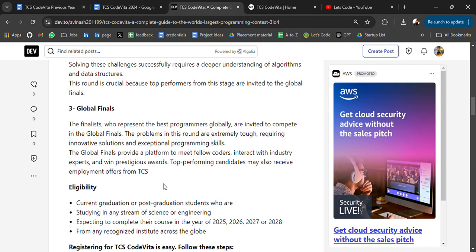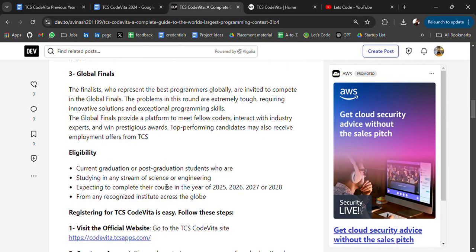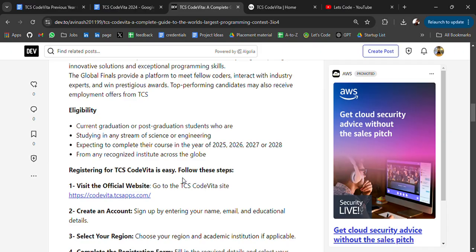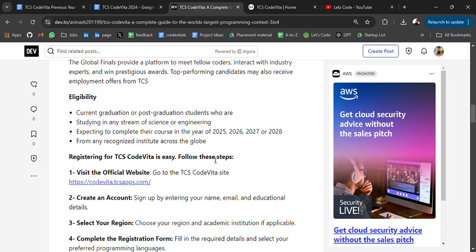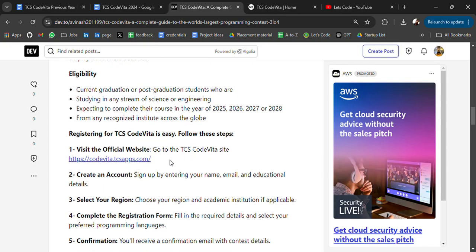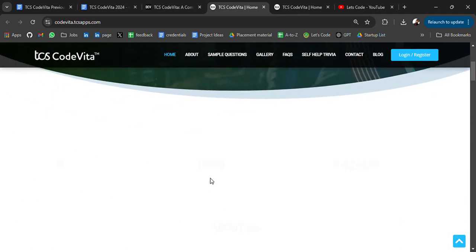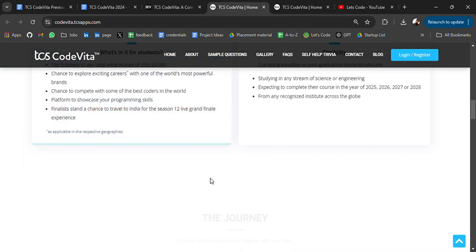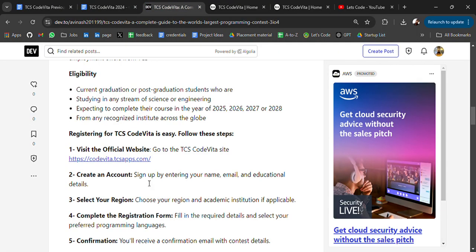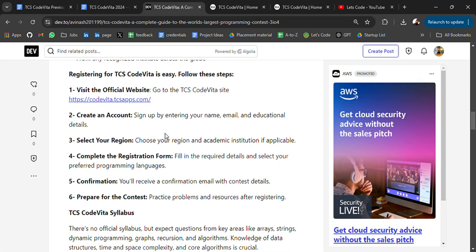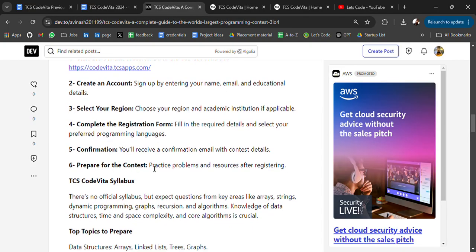So basically the eligibility is current graduation or post graduation students who are going to graduate in 25, 26, 27 or 28 and should be from a recognized institute across the globe. So the registration step is very easy. You have to visit the TCS CodeVita portal here, and here you have to start the registration. Here also you will get the basic things, but in detail I have shared it. Create account, select your region, complete the form, confirmation, and then you have to prepare.